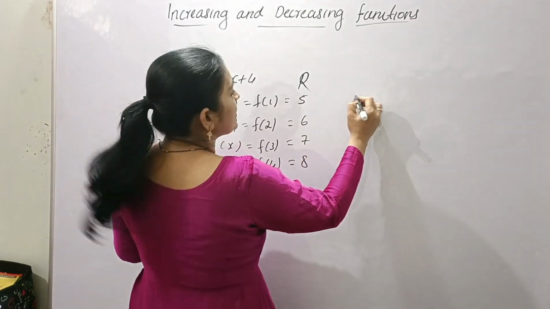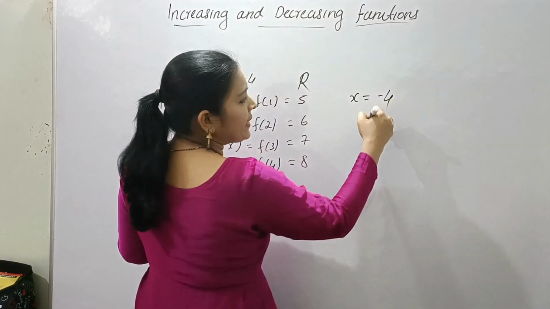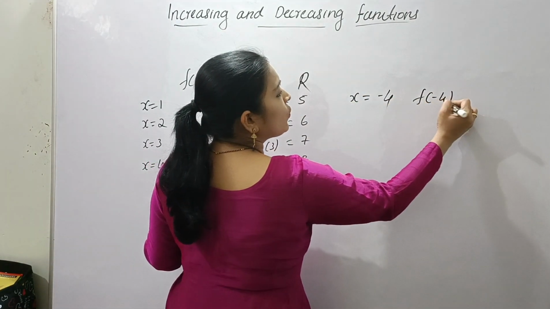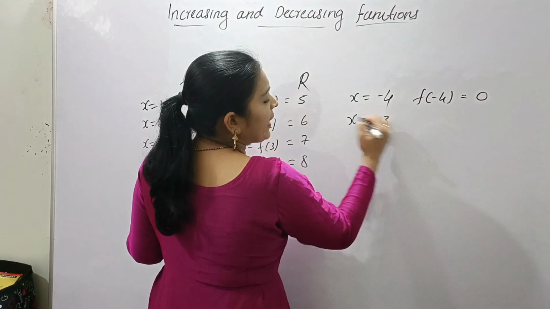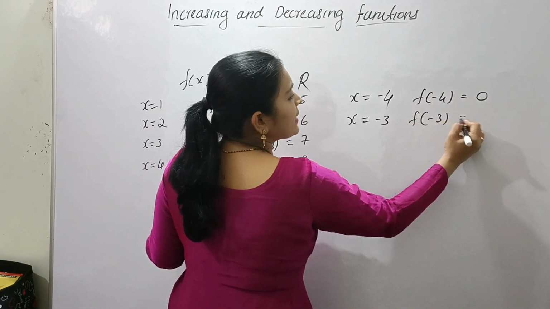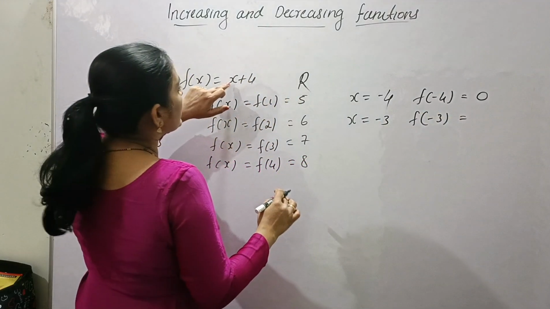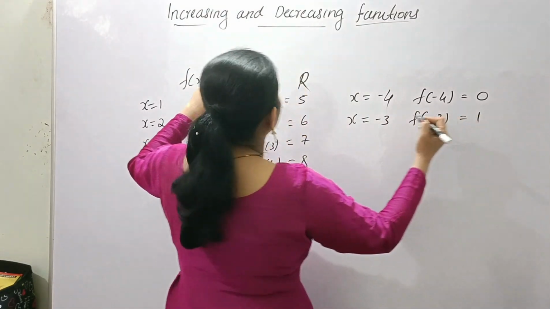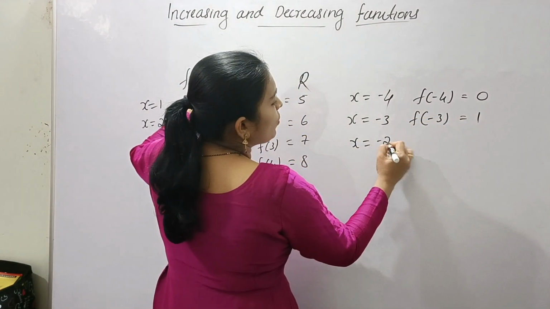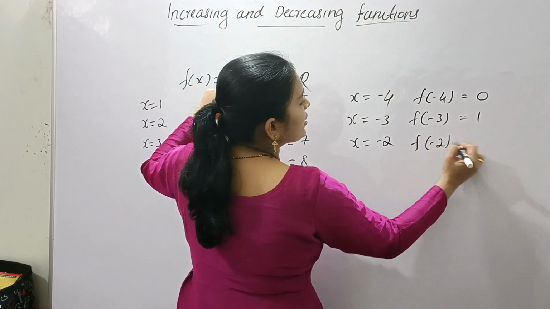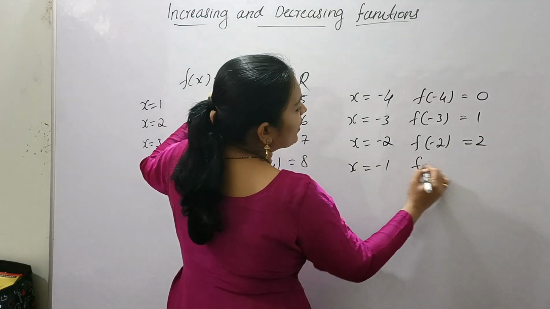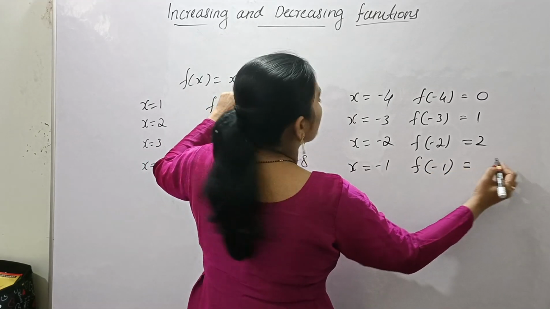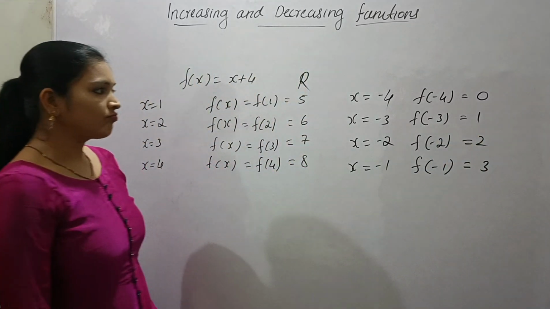Negative integers, that is, when x is equal to minus 4, f of minus 4 is equal to 0. When x is equal to minus 3, f of minus 3 is minus 3 plus 4, that is 1. When x is equal to minus 2, f of minus 2 is 2. When x is equal to minus 1, f of minus 1 is 3, right?